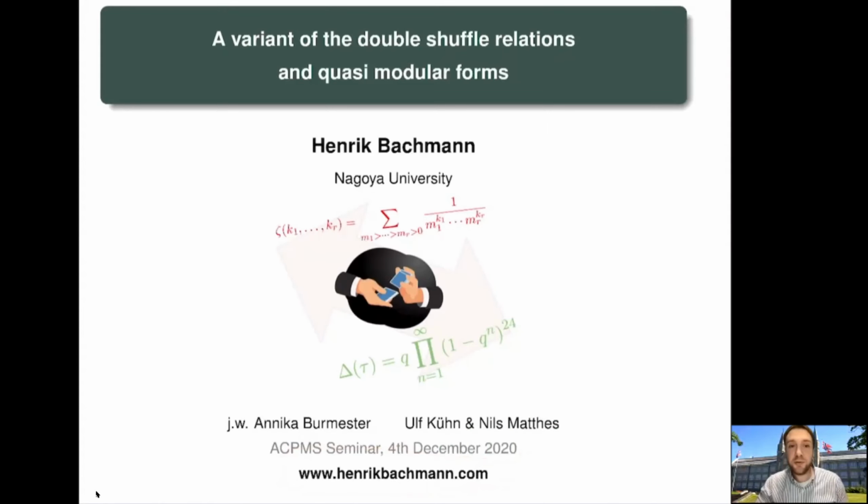Okay, so I want to talk about a variant of the double shuffle relations for multiple zeta values and a connection to modular forms, or more precisely to quasi-modular forms. The audience of this seminar is quite mixed, so I will really talk about the basics of all the objects, and I hope I actually come to the title of my talk. So either it will be a variant of the double shuffle relations or a motivation for a variant of the double shuffle relations.